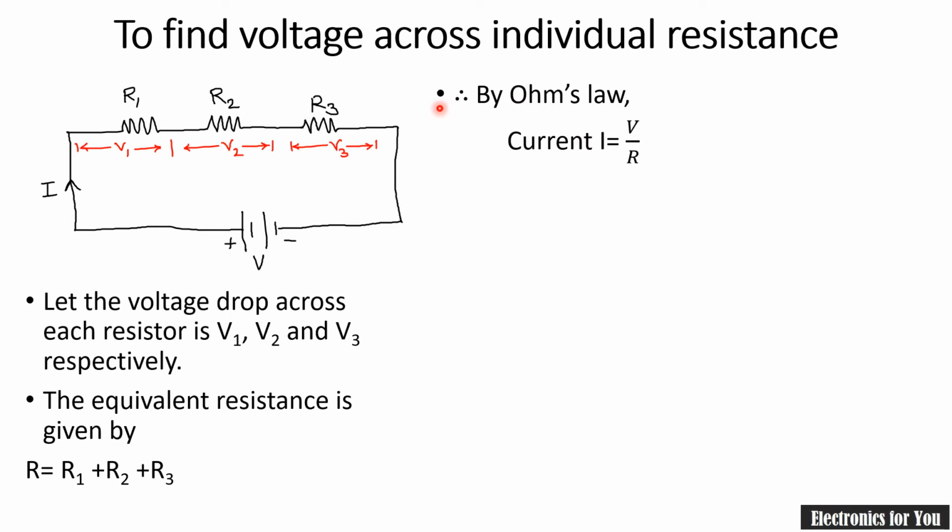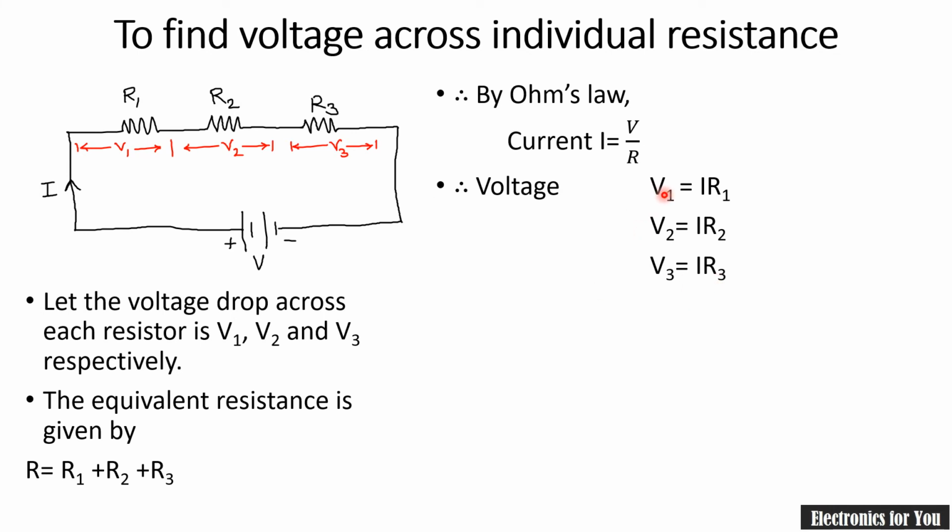Now by using Ohm's law, again we can calculate the values of V1, V2 and V3. We know that voltage equals current multiplied by resistance. For the first resistance, the voltage drop across this resistance is V1, and therefore V1 equals I multiplied by R1. Here I is our current and R1 is our resistance R1. Similarly, V2 equals I into R2 and V3 equals I into R3.